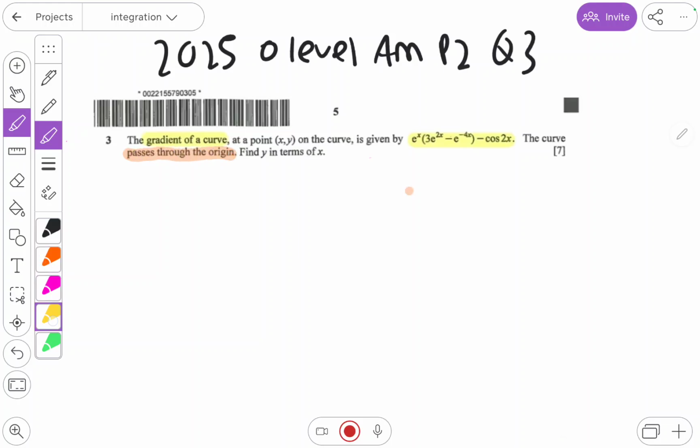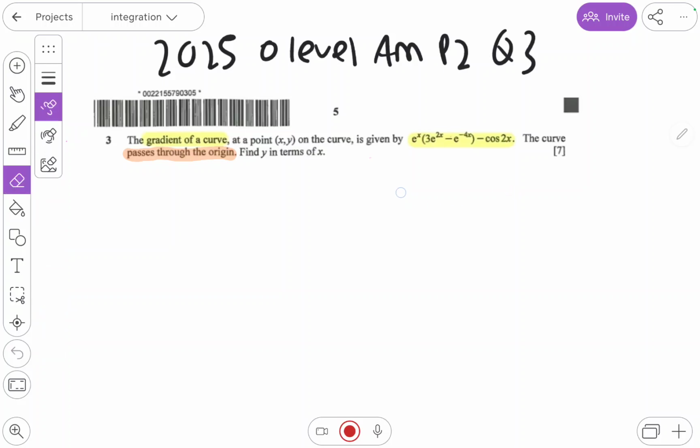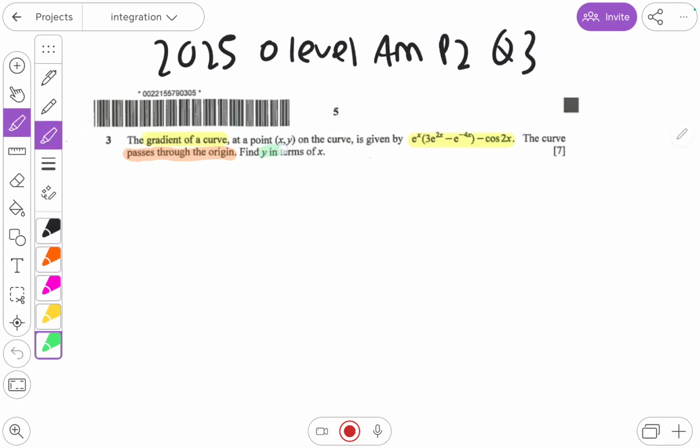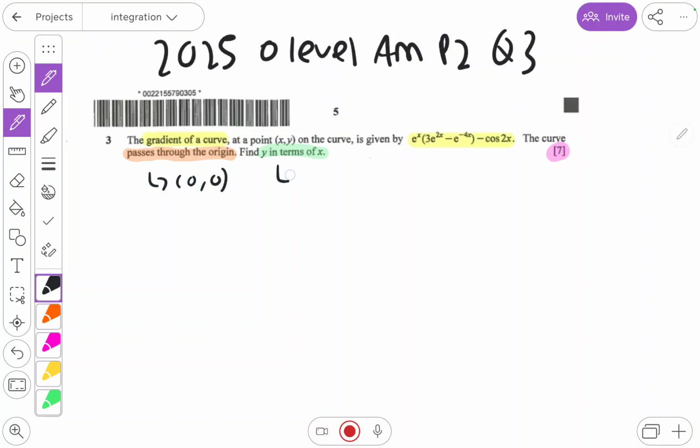They want you to find y in terms of x, and look at the amount of marks given. 7 marks question. So, if they say the curve passes through the origin, this means that this is (0, 0), and they want you to find y in terms of x. That means they want you to find the equation of the curve.